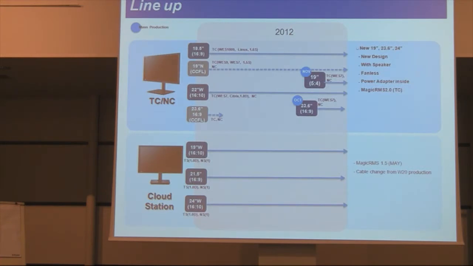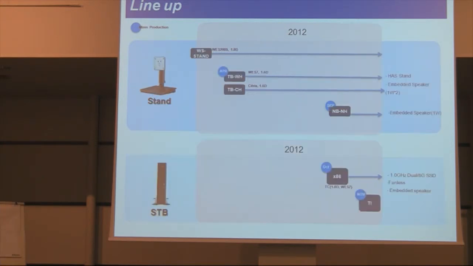So on the next slides you can see sizes and models that are available. You can see that it varies from 18 inches to 24, 23.6. TC and NC means that the guts are behind the screen. In Cloud Station, everything is in the stand. Either it's a PC or the Radici chip, it will be built into the stand.